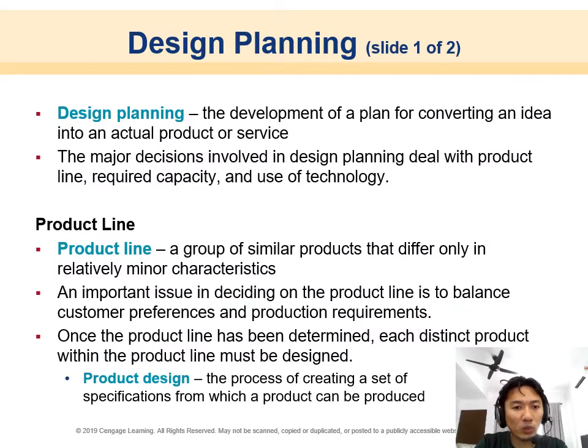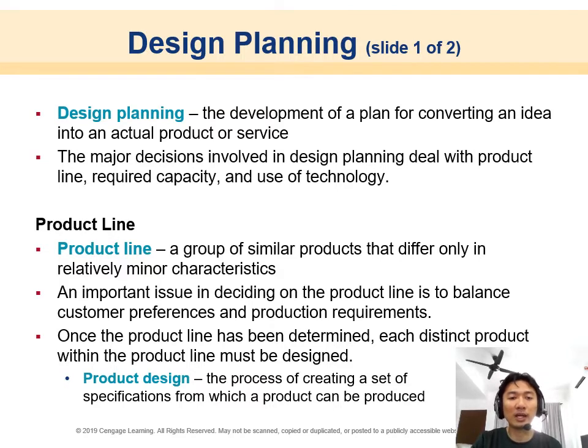Let's take a look at the first one. The first step is design planning. What is design planning? Design planning is the development of a plan to convert a product idea into an actual product or service. The major decisions involved in design planning deal with product line, required production capacity, and also use of technology. We're going to look at product line first.